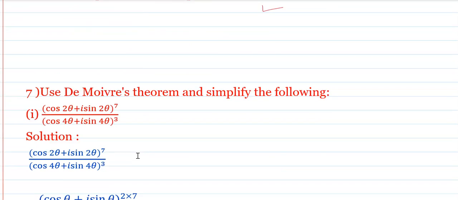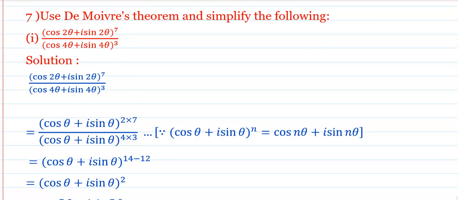Now the next question, question number 7. Use De Moivre's theorem and simplify the following: (cos 2θ plus i sin 2θ) to the power 7 upon (cos 4θ plus i sin 4θ) to the power 3.